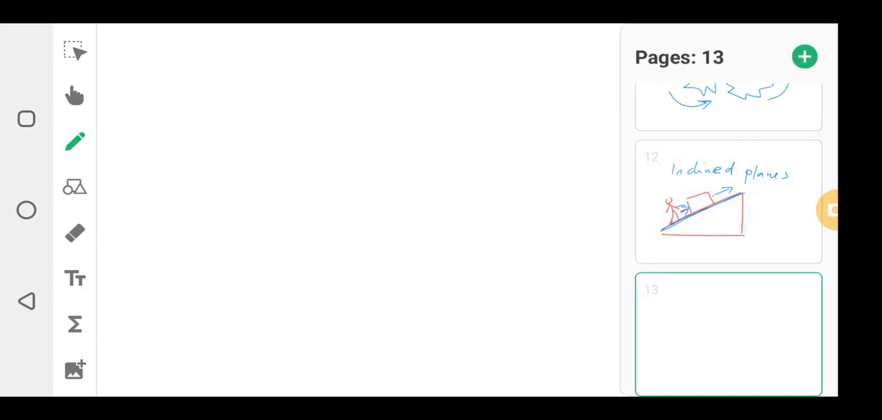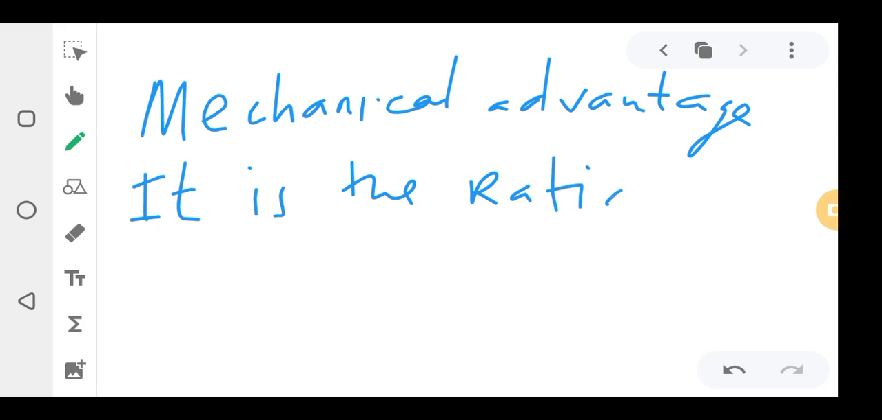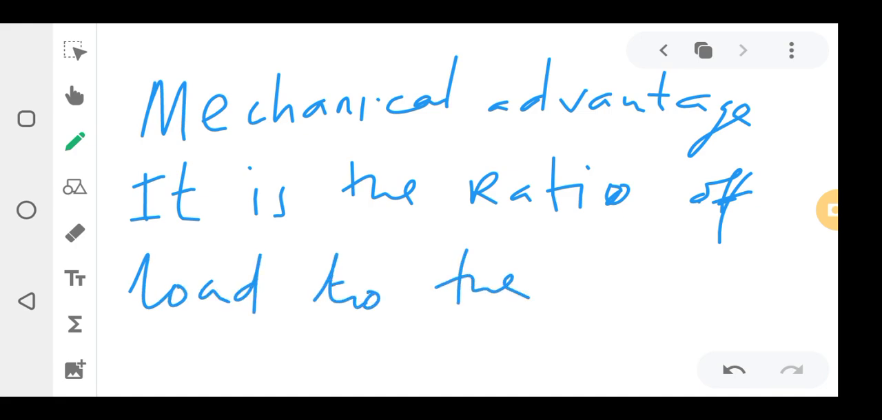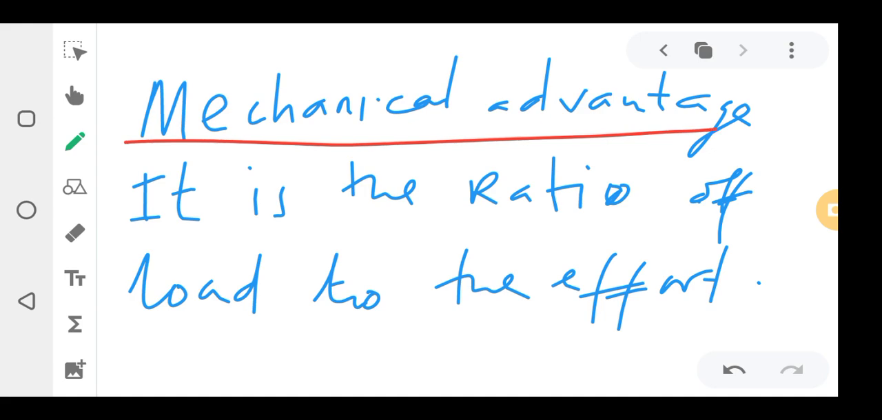Now, under simple machines, you're going to be dealing with what is called mechanical advantage. You need to ask yourself, what is mechanical advantage? In case they ask you to define it in the exam, mechanical advantage is the ratio of the load to the effort. In formula form, mechanical advantage, MA, is equal to load divided by effort. It's a ratio, so it has no units because the units cancel out.